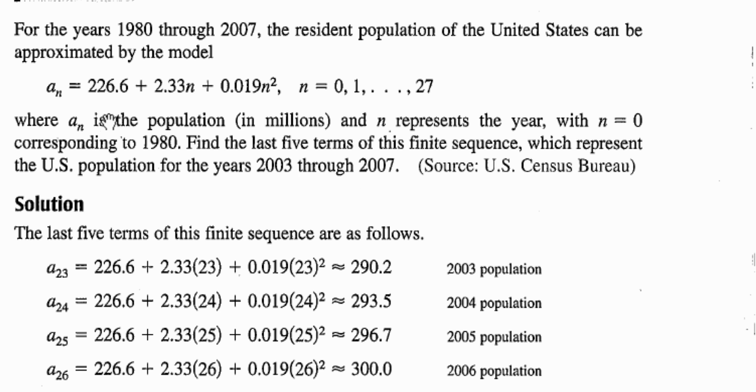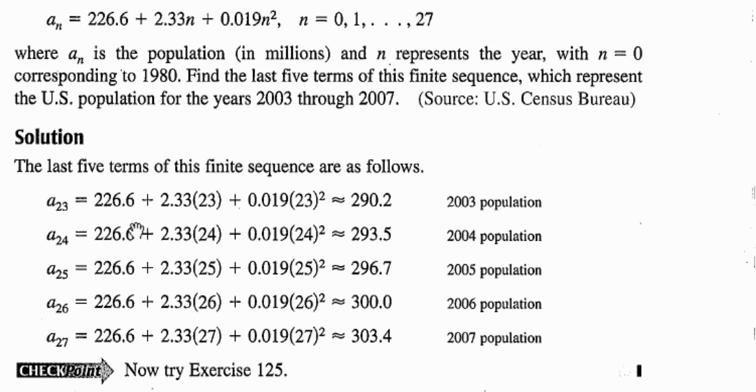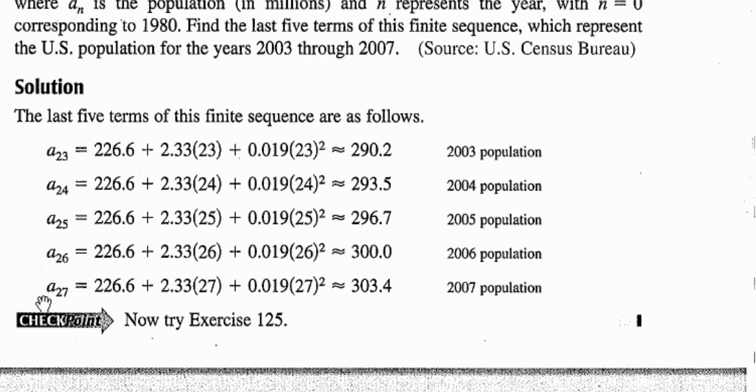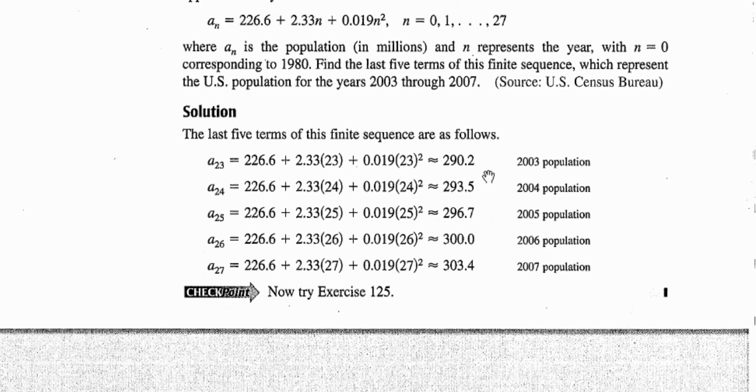So, okay. Remember, A sub 0 corresponds to 1980, and we're talking about a span of 27 years. So we could actually work this problem backwards by starting at A sub 27, and then plug 27 into this polynomial. Remember, this is in millions. So in the year 2007, 303.4 million. In the year 2006, 300 million. 2005, 296.7 million. 2004, 293.5 million. And then 2003, 290.2 million.